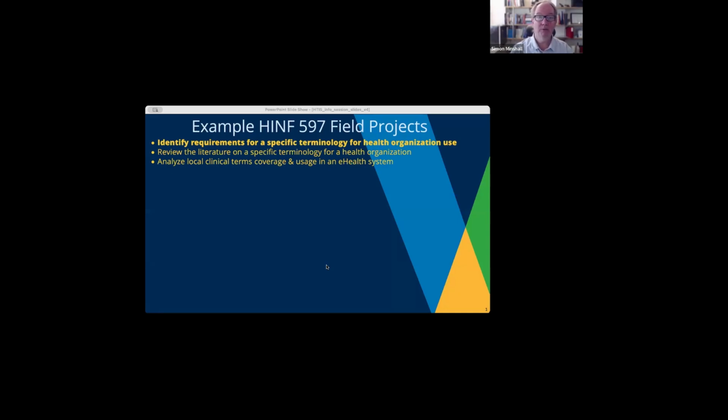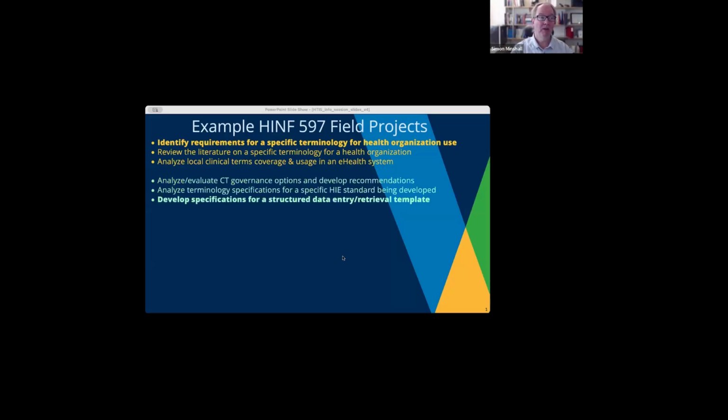So say you work at a health organization, such as a hospital, and the hospital is considering implementing a specific standard. What are the requirements for getting that off the ground? How do you even start? And you could look into that as a potential field project.